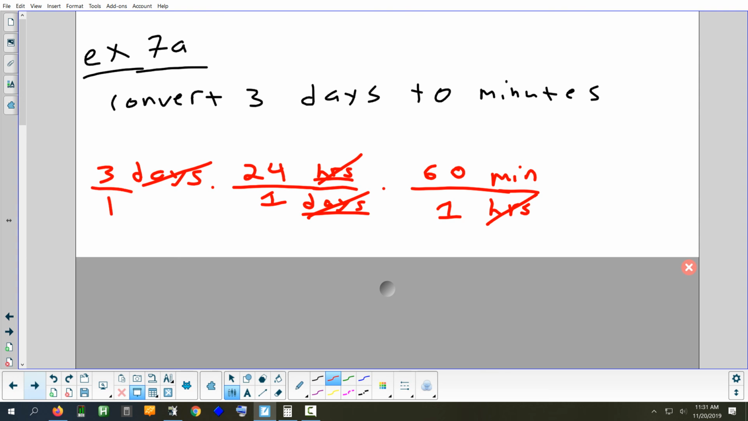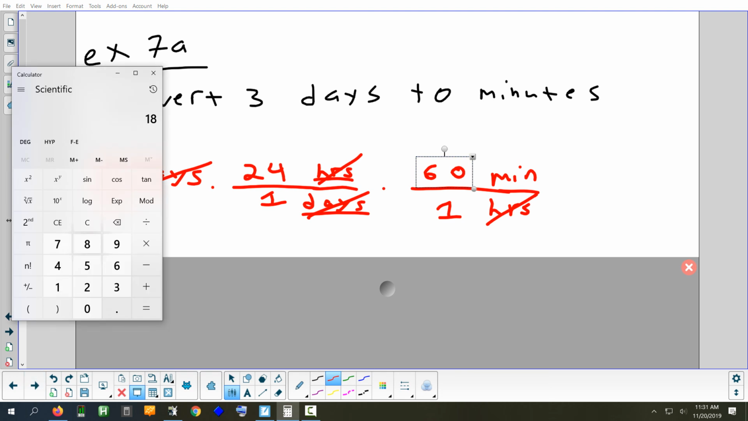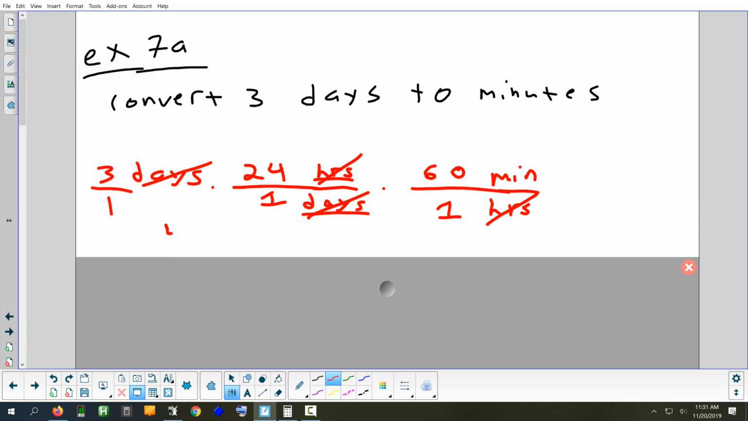If it's confusing because the first number wasn't a fraction, just think of it as over 1. Multiply straight across. Denominator doesn't matter in this problem. It's just 1 times 1 times 1. So we've got 3 times 24 times 60. Well, what's 3 times 60? So it's 180 times 24. So it's 4,320 minutes. Okay. So simple problem, just converting a time unit to a different time unit.